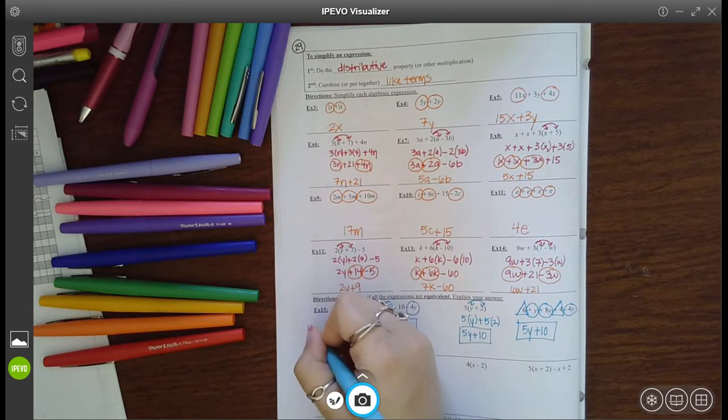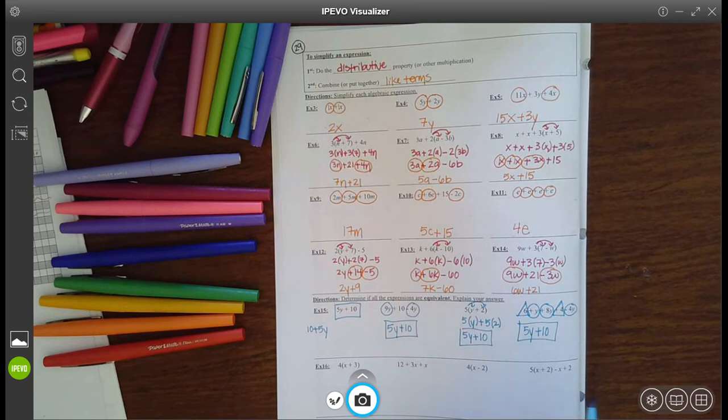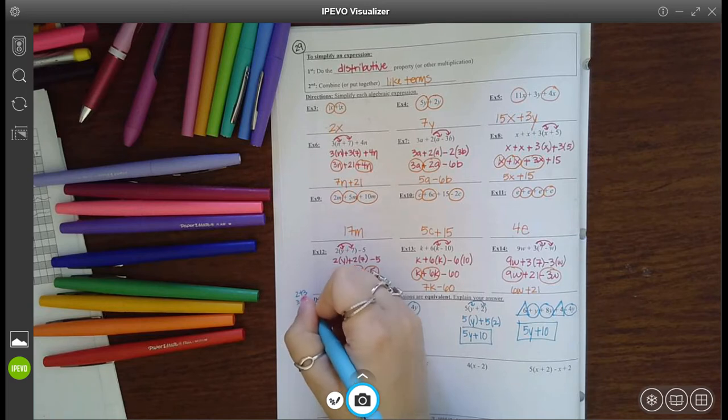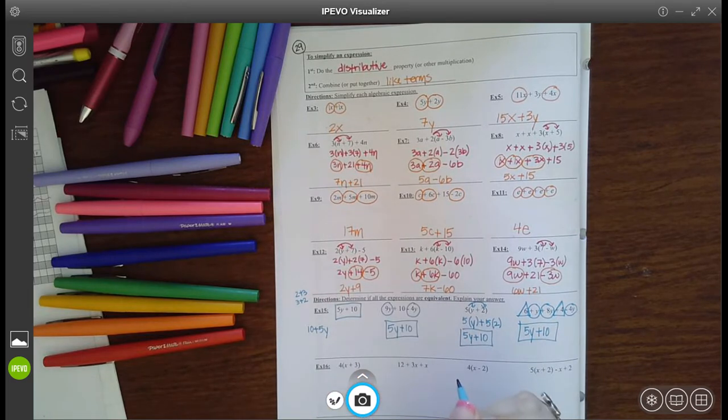Bonus for you. What if one of them said 10 plus 5y? Is that equivalent? Yeah, because think about it. If you were to have like 2 plus 3, isn't that the same thing as 3 plus 2? They both equal 5. So the commutative property lets me switch them in order. And this would be the same thing as this. We just prefer to always have the variable one written first.